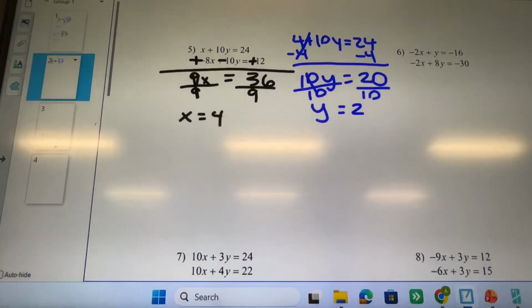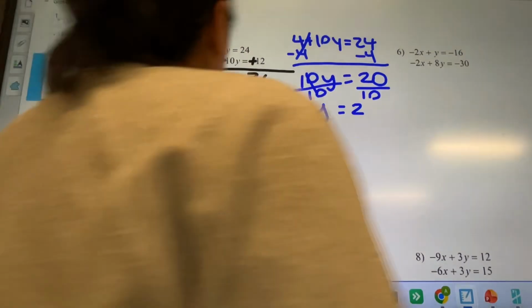Okay, and then you're going to write that out. So then it's going to be 4 comma 2.